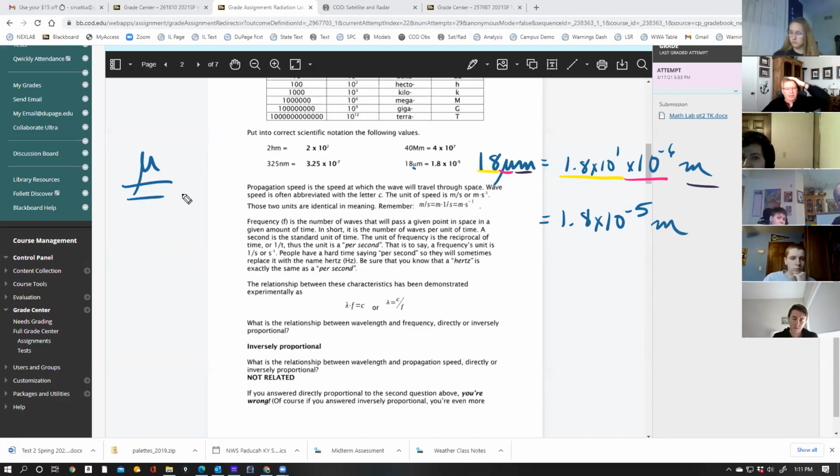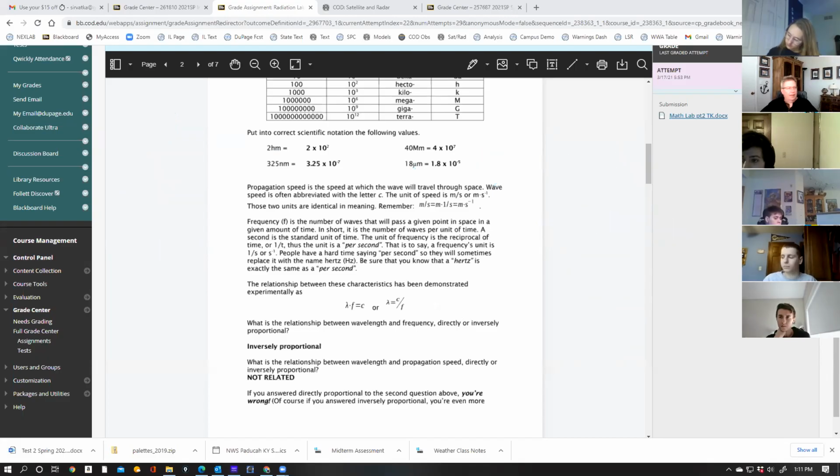Micrometer, by the way, is going to be the one that we're going to use most often for radiation. Sometimes people call it a micron. A micron is a micrometer. And you might say micrometer or micrometer, just like you might say kilometer or kilometer. Fair enough? Any questions on that? Everybody good?